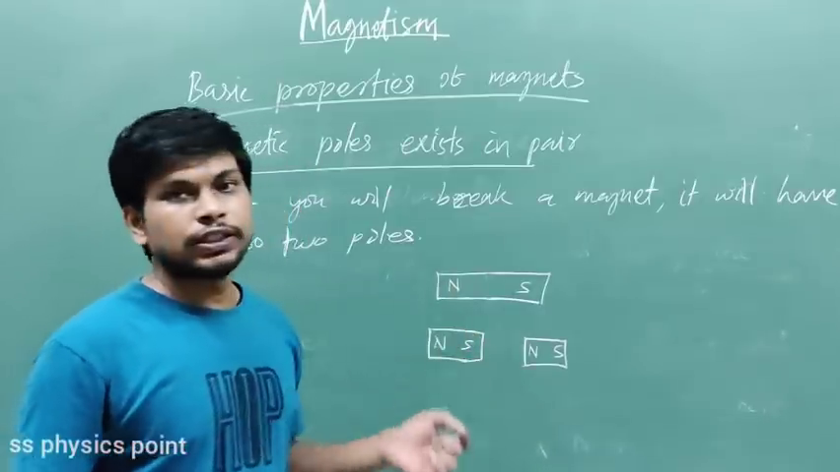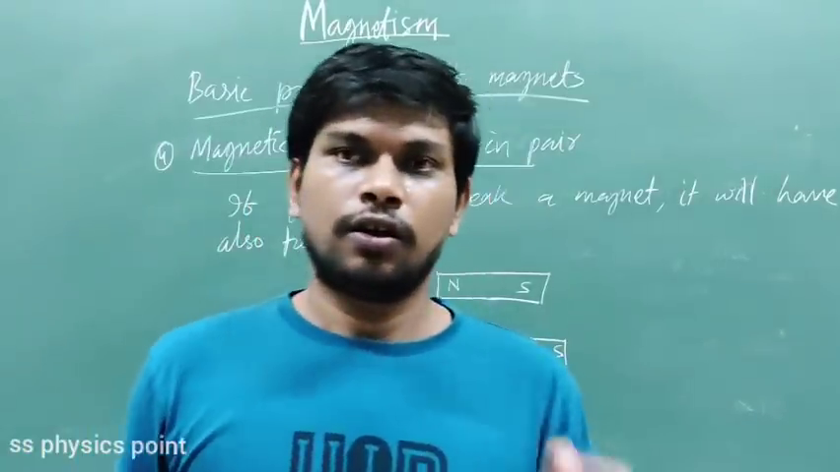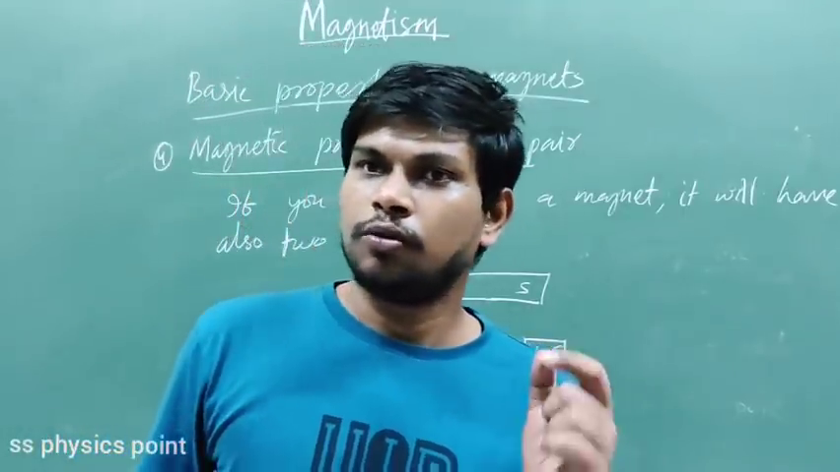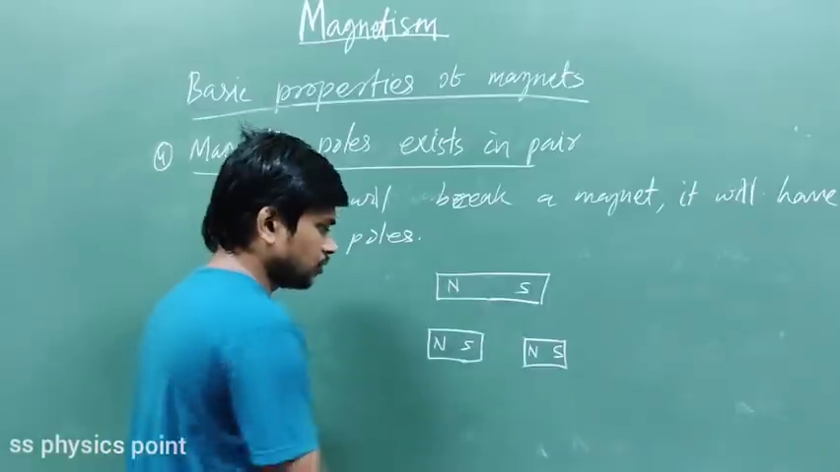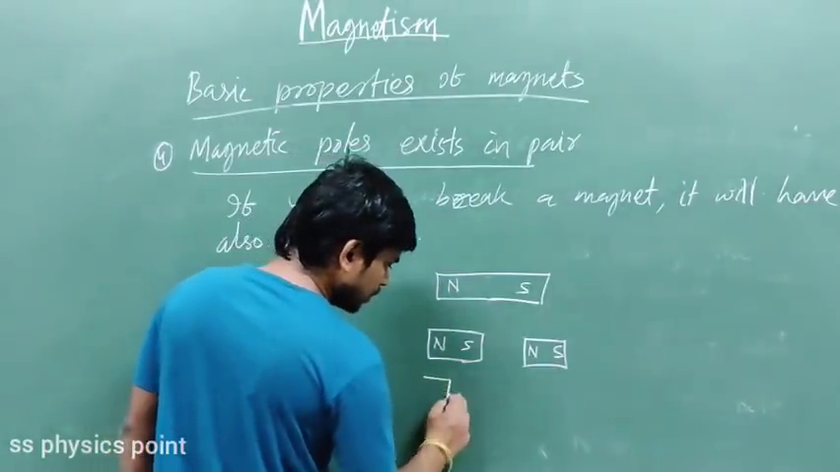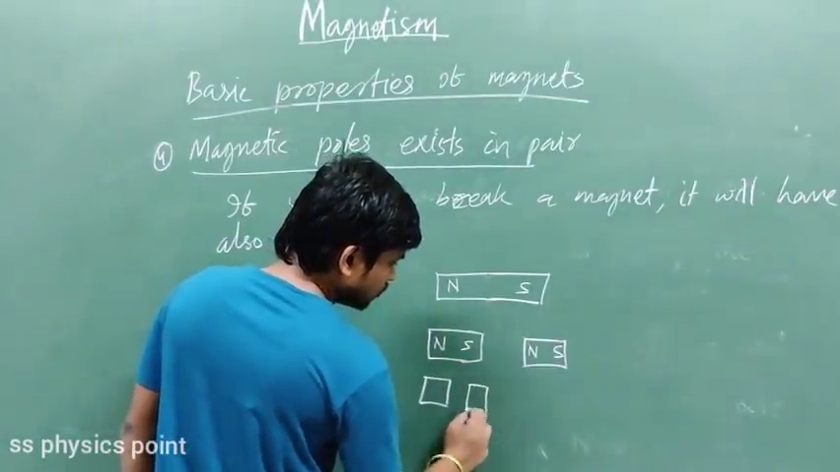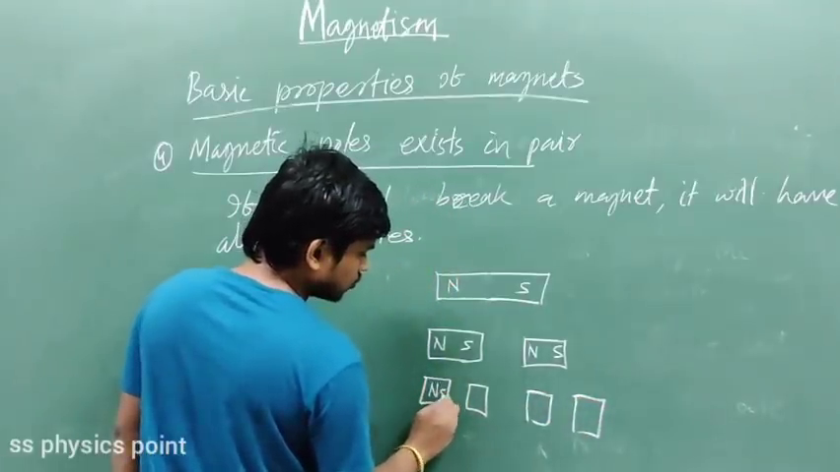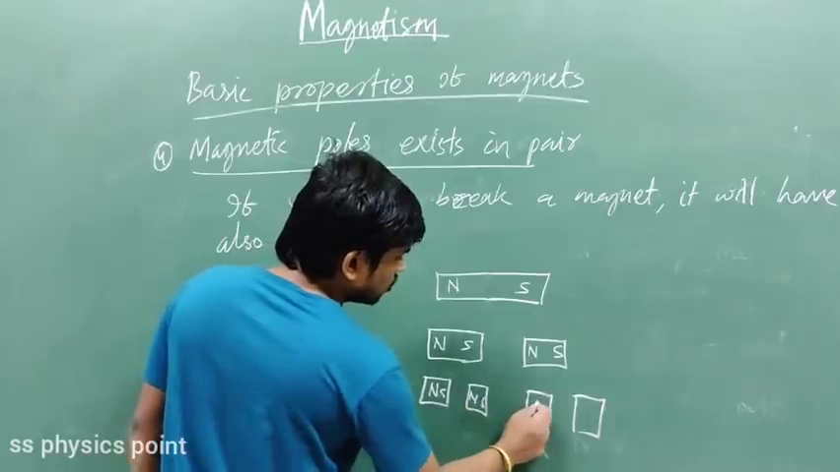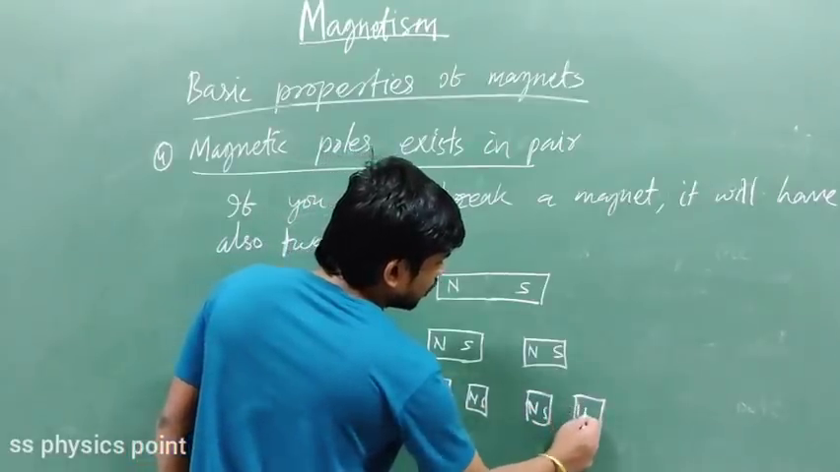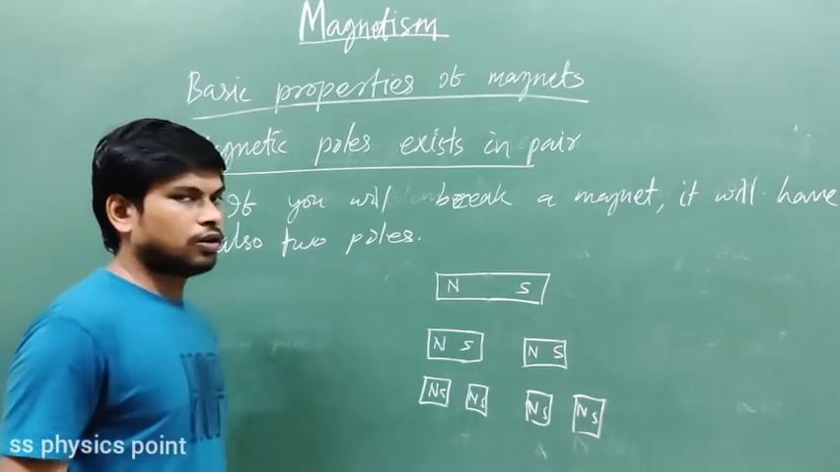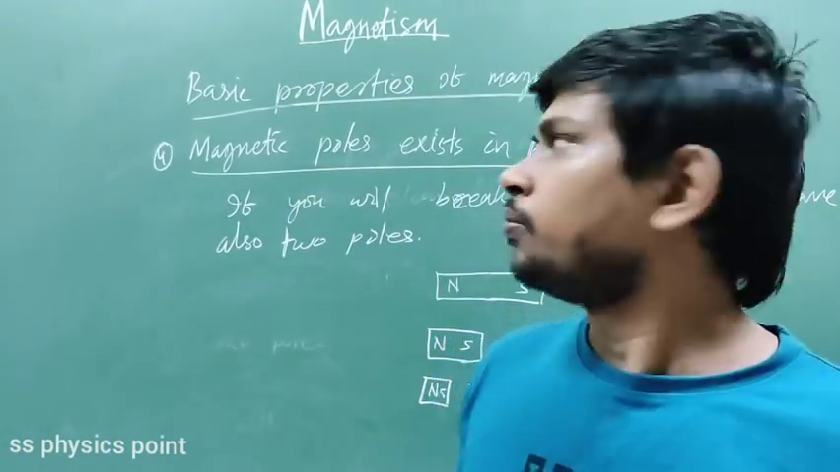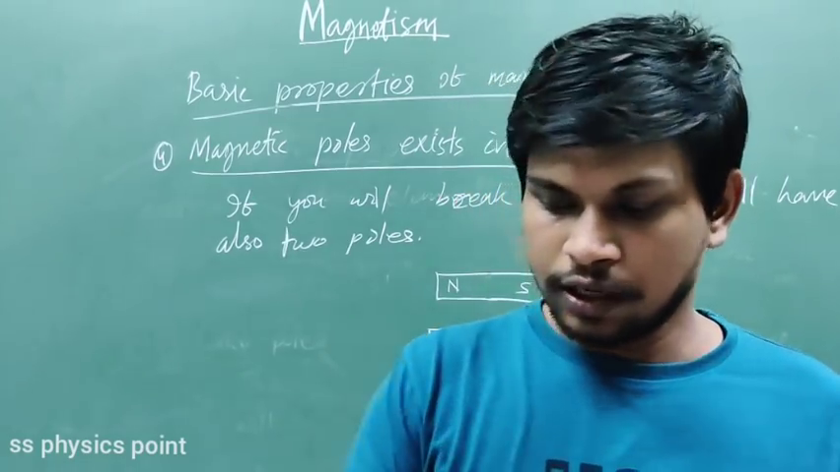It never exists, what? A monopole. The magnetic material does not have any monopole. It always exists in pair. उसको भी तोड़ लो. If you are breaking this into smaller pieces also, it will also have two poles, north south, north south, north south, N and S, north pole and south pole. So magnetic monopole does not exist, or magnetic poles exist in pair.